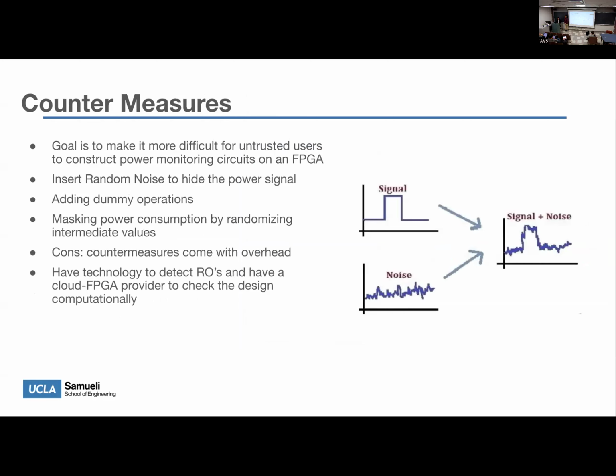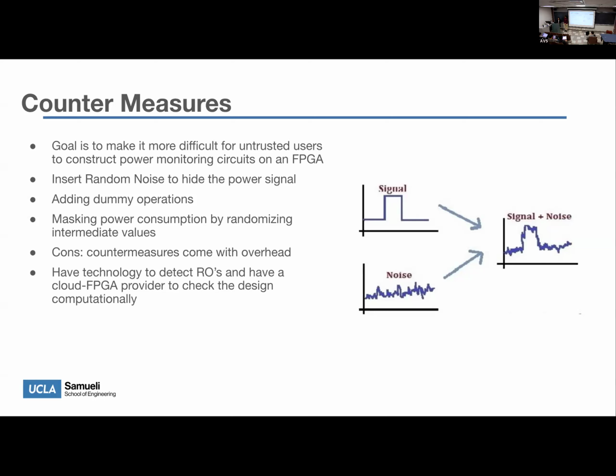For countermeasures, the goal would be to make it more difficult for untrusted users to actually construct these power monitoring circuits on the FPGA. One way to do it is to insert random noise to hide the power signal. Of course, this has to be a trade-off because you don't want your SNR to be extremely low to the point where you're not able to actually extract the needed signal. You could also add dummy operations that lead the attacker in the wrong direction. The cons of this is that all of these countermeasures do come with some sort of overhead.